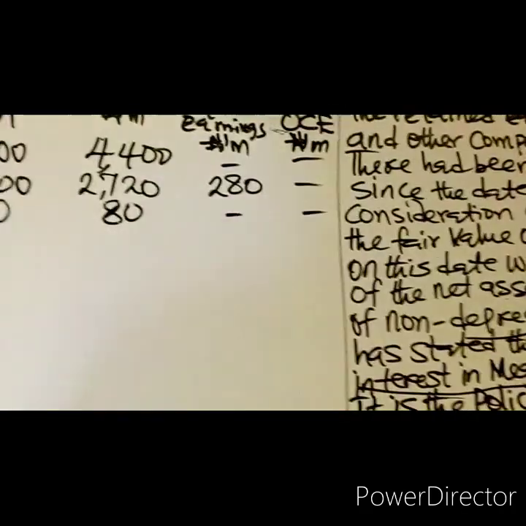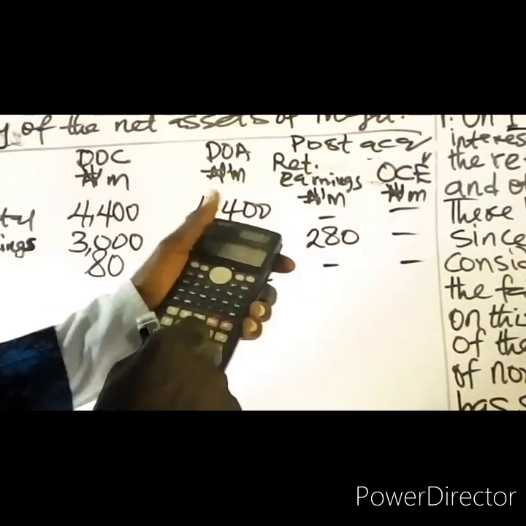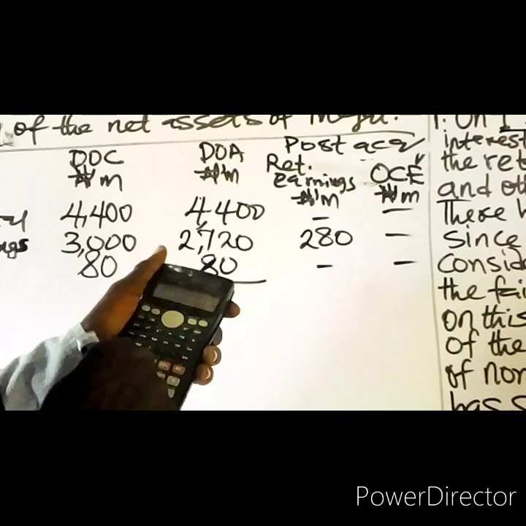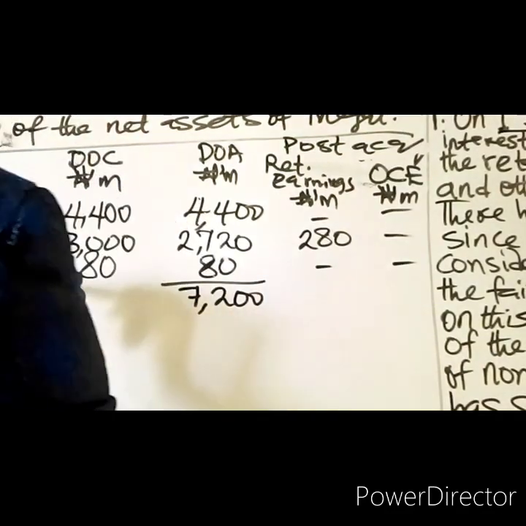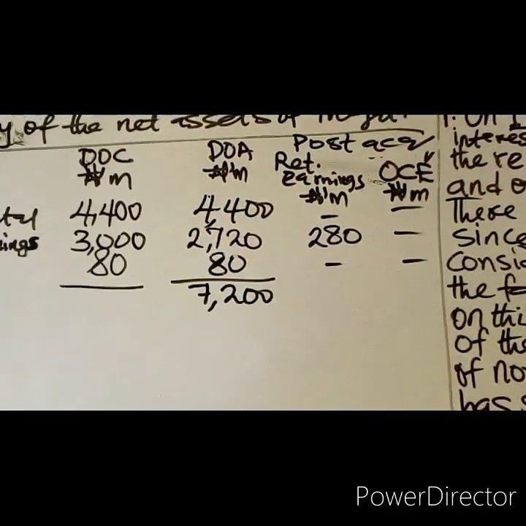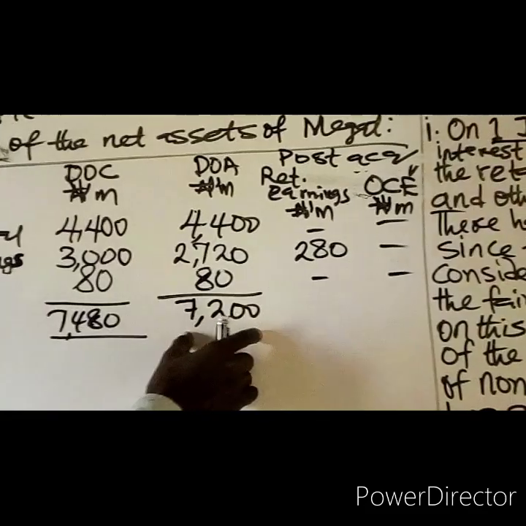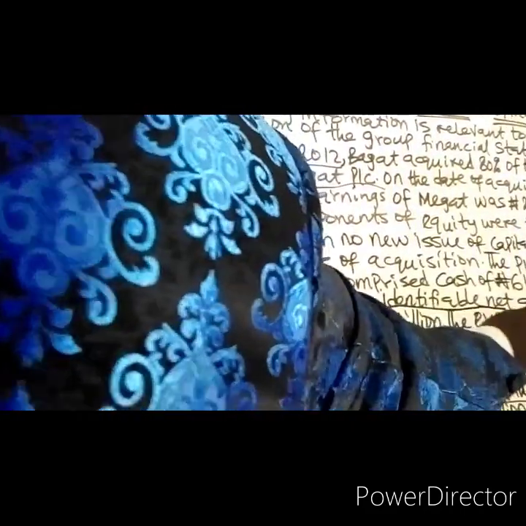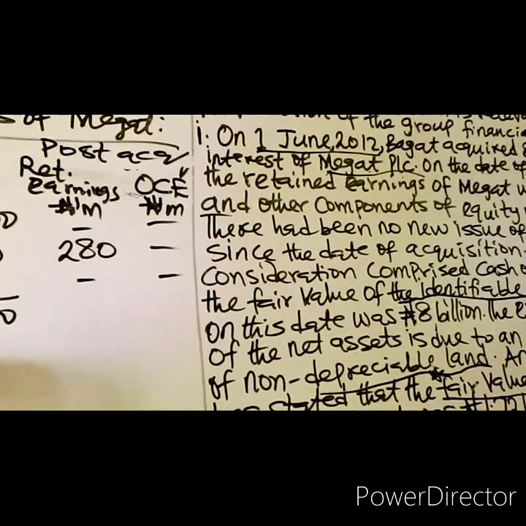So now when you sum up this, what is the total of the net asset? We have 4,400 plus 2,720 plus 80. The fair value of the net asset at the date of acquisition is 7,200. And this one is given to be 7,480. You were told this value should be 8 billion. You were told the fair value of the identifiable net asset of Megat on this date was 8 billion. That is, the fair value of net asset at the date of acquisition is 8 billion. So this value should be 8 billion.